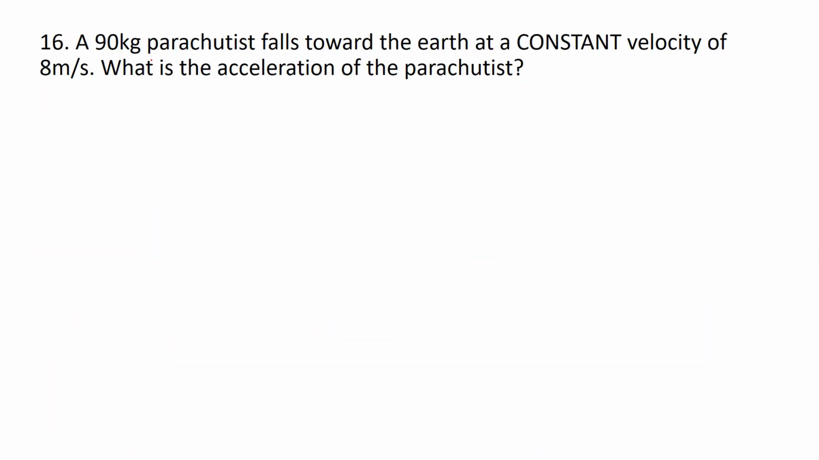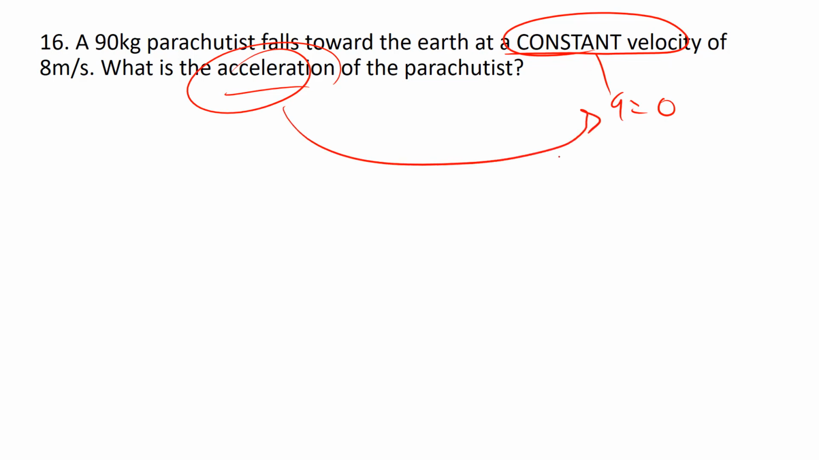Okay, a 90 kilogram parachute falls towards Earth at a constant velocity. Constant velocity means a equals 0. I don't have to do anything else. What's the acceleration? Well, a equals 0. There's constant velocity. If I was going to draw this force diagram, it would be a weight of 900 newtons, because it would have been 90 times the 10, and the air resistance would be equal to 900 newtons. So this person would be at terminal velocity.